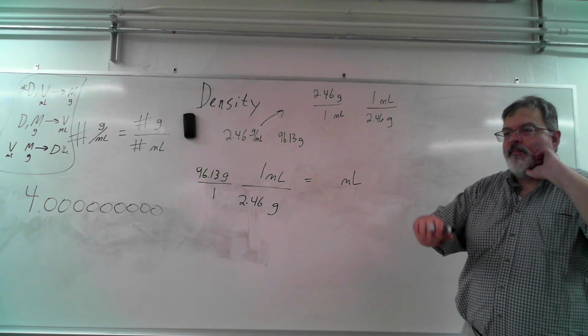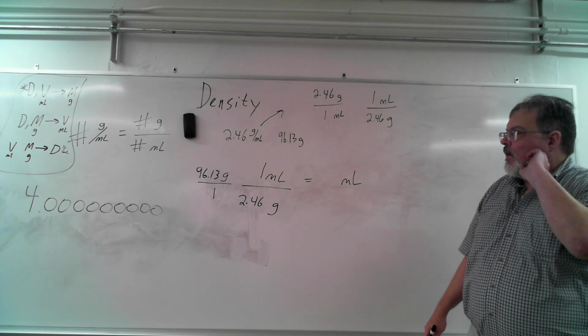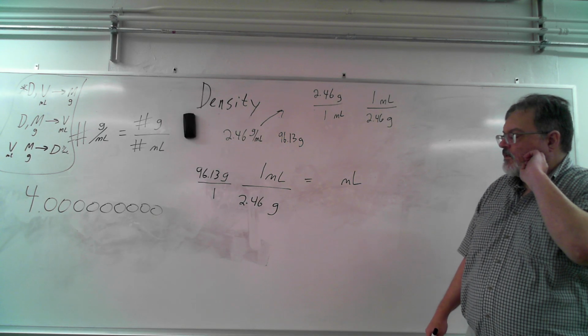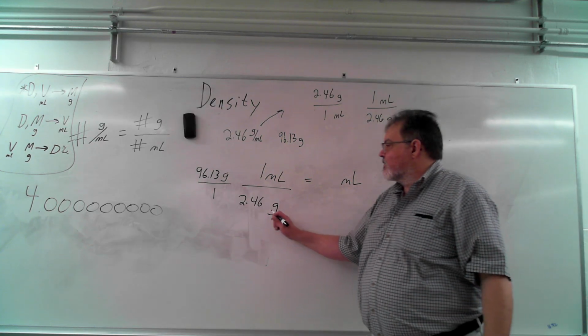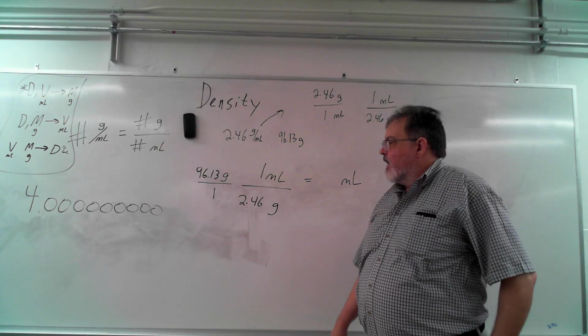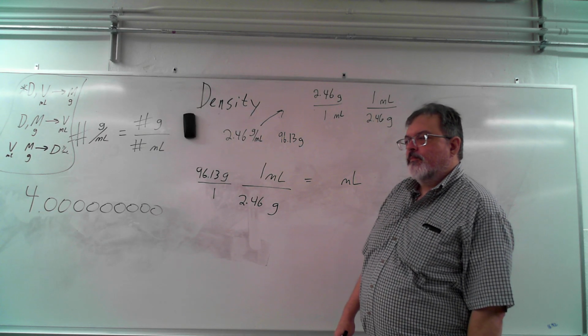That makes sense? And you said what's on top is going to get preserved, so on that, the 96.13 and the 1 ml, would it be the grams that gets conserved or the milliliters? The grams are going to get canceled. Okay, because there's grams on top and grams on bottom, so they cancel. And there's no other milliliters anywhere else. So whatever's on the top and bottom, that gets conserved.